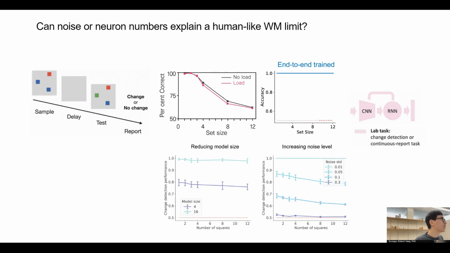So this suggests that, at least in our networks, we cannot get a human-like capacity limit by injecting noise, at least in these end-to-end trained networks. So what can we do?